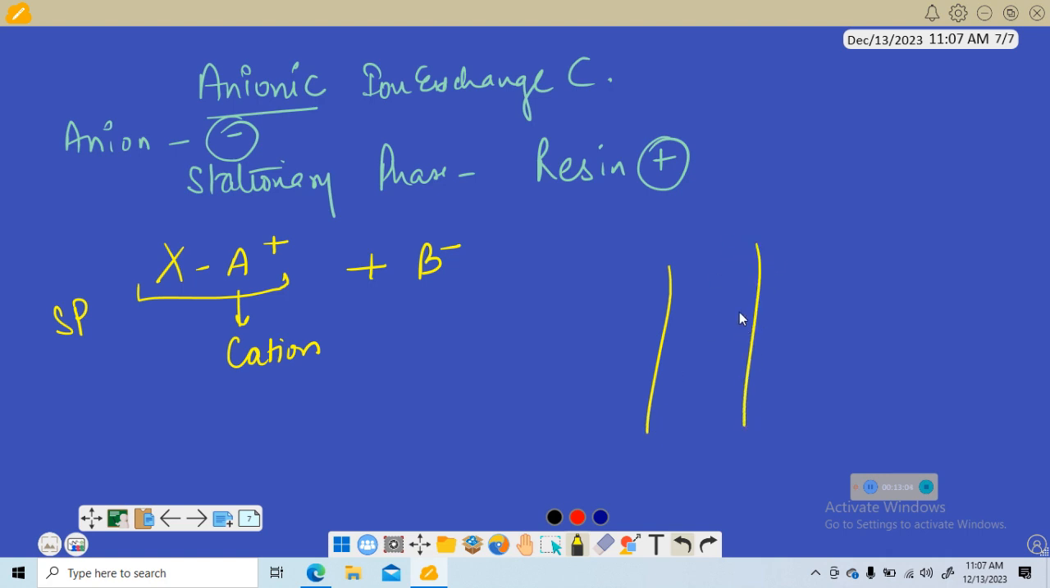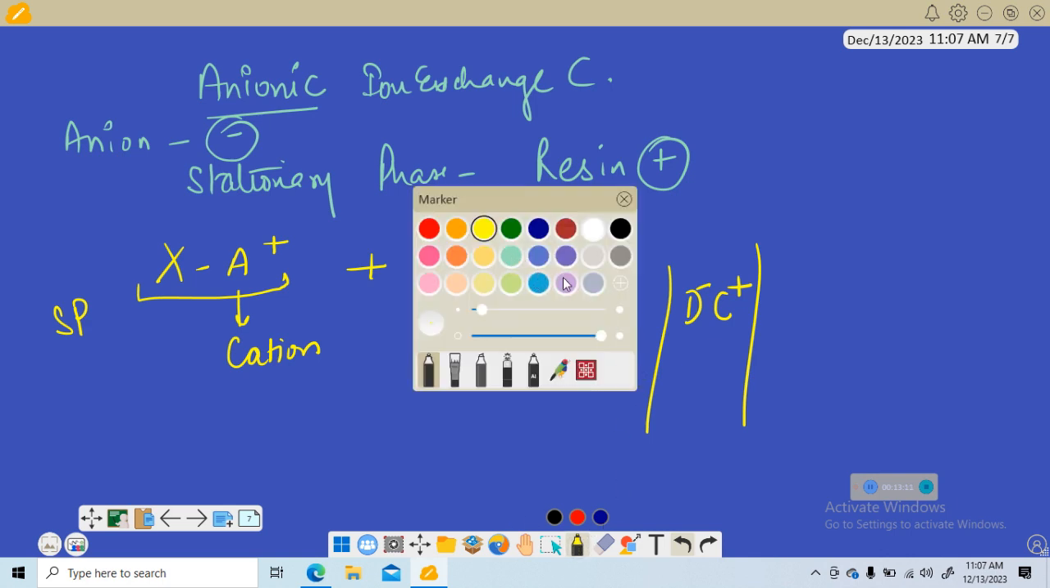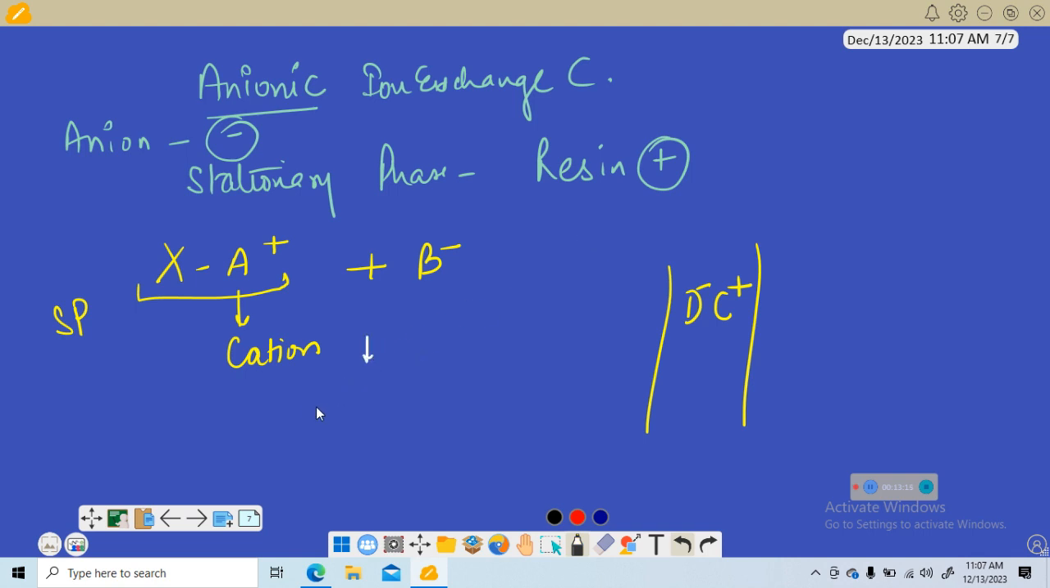Similarly, in the column it is D negative and C positive that is present. Now what will the reaction be? Somewhat like this: X A positive plus D negative. Since it's positive, it will get attracted towards the negative sign. So now what will come out? A positive and D negative.